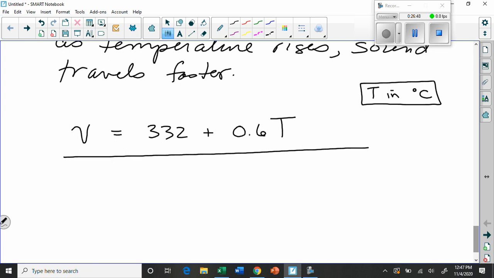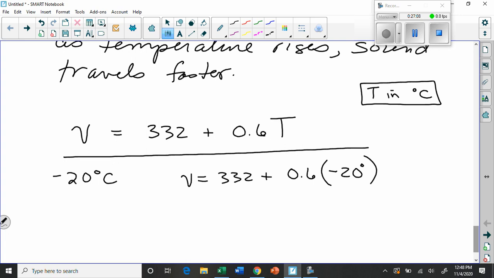Let's say it's winter time and it's minus 20 degrees out, very cold, right? This is Canada, minus 20. That's a nice winter day, actually. So the speed of sound traveling in the air would be 332 plus 0.6 times negative 20. You have to put the minus in. Minus counts. And that would turn this into a minus 12, right? 20 times 0.6. So you'd subtract 12 from this, and you would get 320 meters per second. That's a bit slow.